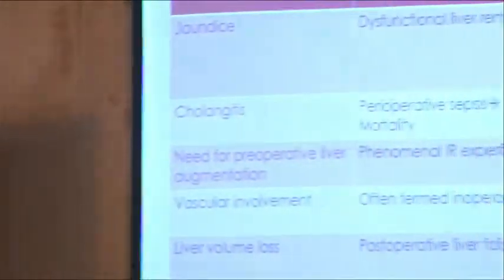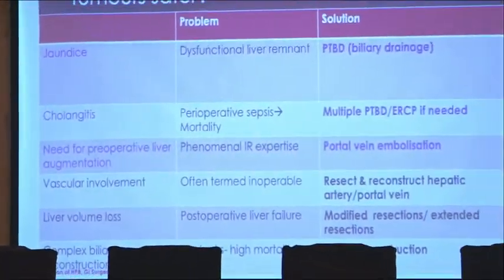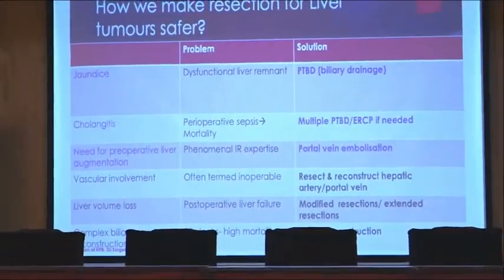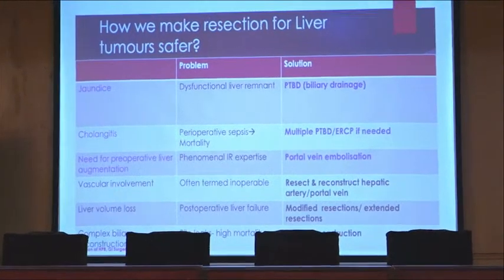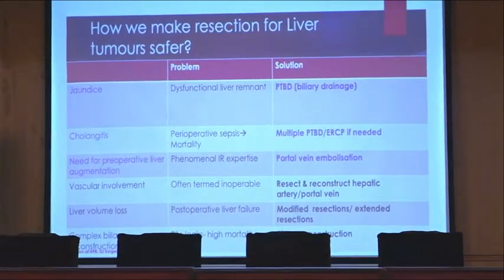So preoperatively, if the patient has jaundice, obviously the liver is dysfunctional, and you try to drain. Many times you do a PTBD, or sometimes you do an ERCP as well. And in a patient with cholangitis, with an infection, obviously the complication rates are much higher in the post-operative period. You drain the biliary system.